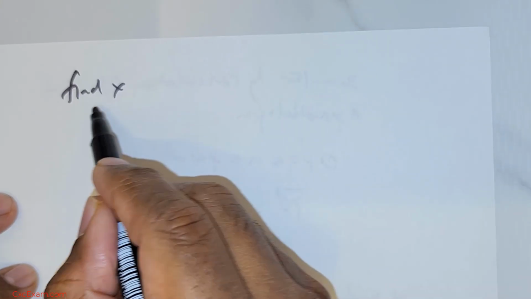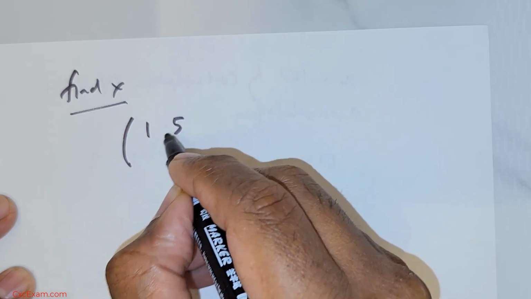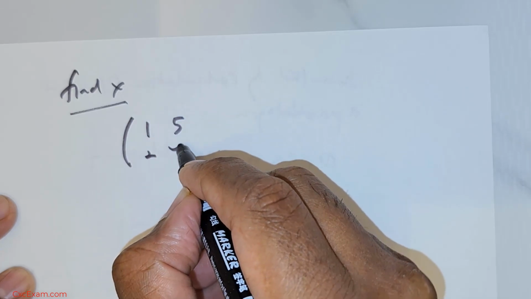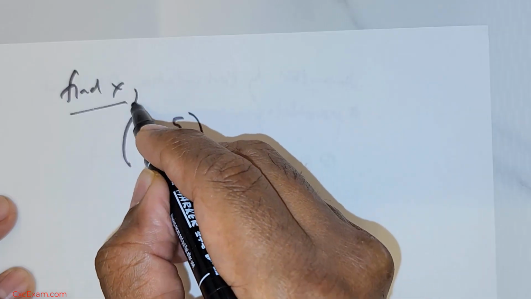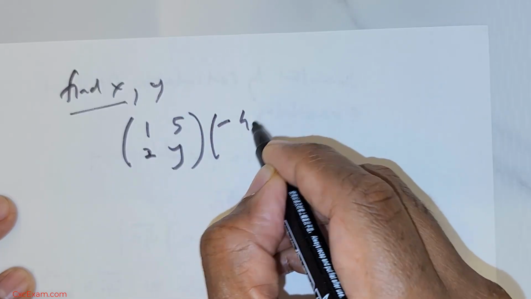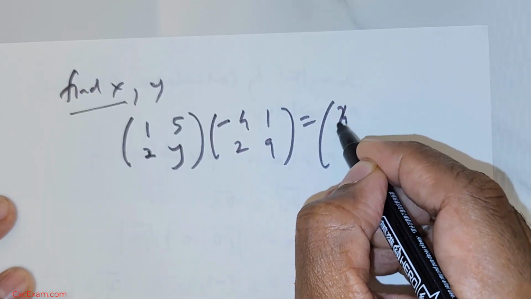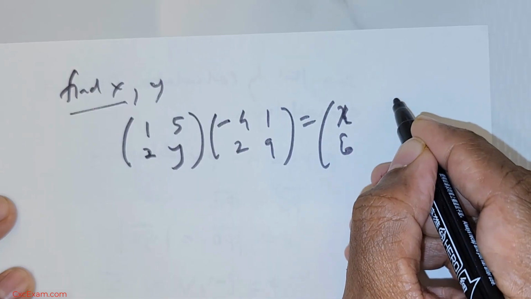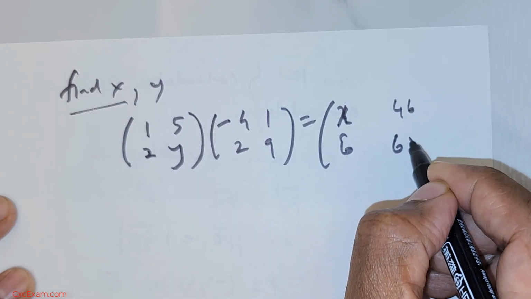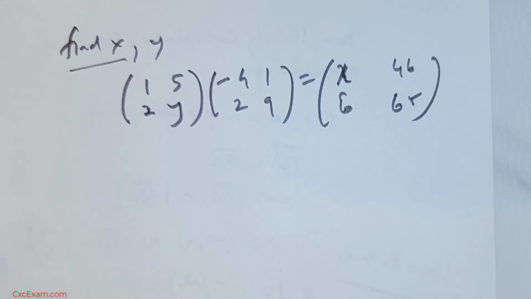Okay, this is the next question. We are expected to find the value of x and y, given the matrix (1, 5; 2, y) multiplied with (-4, 1; 2, 9) is equal to (x, 46; 6, 65). Go through this question, work it out, and when we come back we will see how to get these values for x and y.